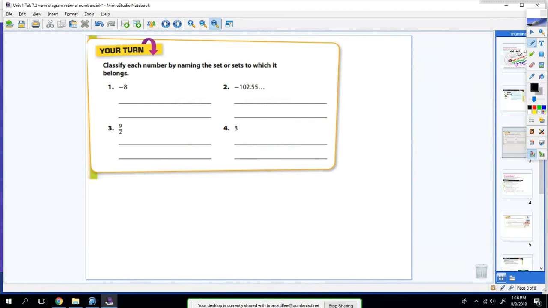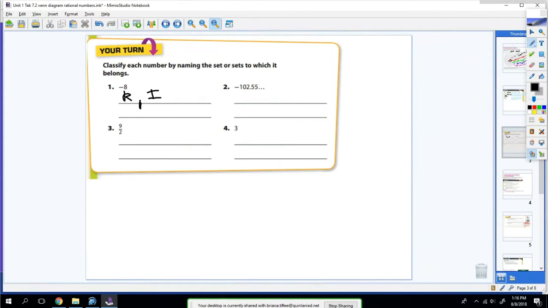Okay, so -8 is going to be rational. And I'm just going to put R for rational because that's the first thing. It has to be rational first. The -8 can be an integer because it's not a fraction or a decimal. But it cannot be a whole number because it's negative.